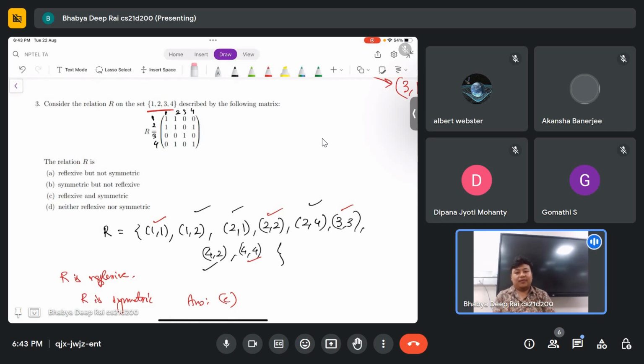Reflexive. I've told you already the way to check reflexive: if the diagonal elements are all ones, it's immediately reflexive. How do I know if the relation R is symmetric? R is symmetric if the matrix is symmetric. You may have heard about a symmetric matrix in high school. A symmetric matrix is simply when you flip the rows to columns and columns to rows, I get the same thing. So columns and rows match.